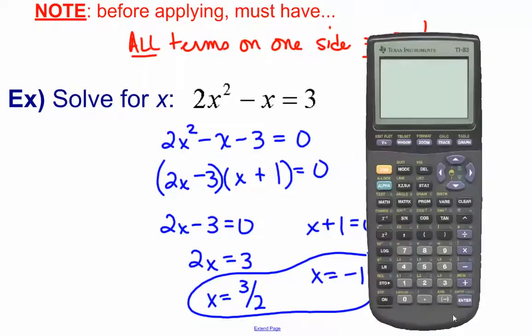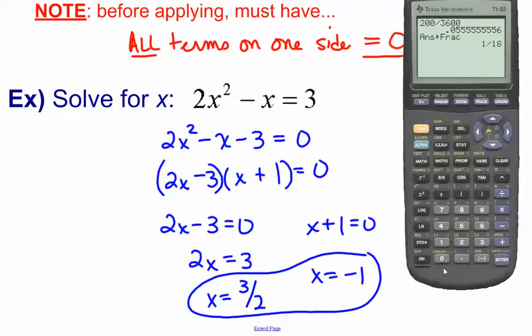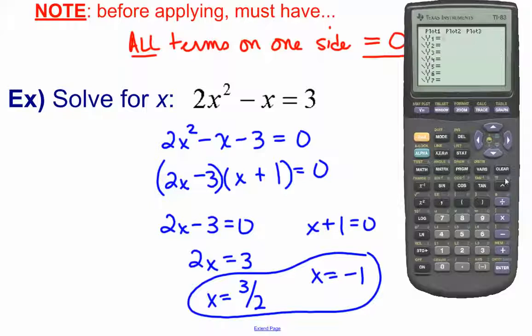Now I want to show you that I could check this on my calculator. So if I go up here and I put in 2x squared minus x and minus 3, and I graph it in the standard window, usually that's what we're going to do, I see that I have a parabola here. It's crossing twice. That means I should have 2 solutions. And I think I know the answers, so I'm just going to choose number 1 value, and let's put in 3/2 and confirm that the y is 0.